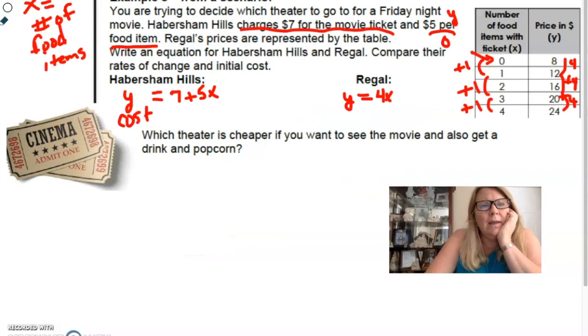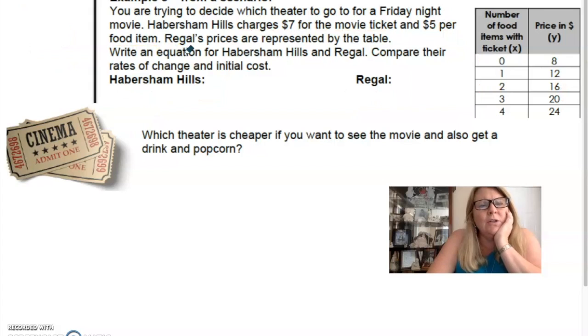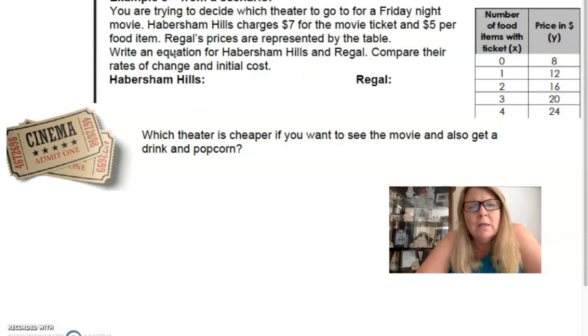Okay, so in example number 5, we're going to be looking at a scenario where we are asked to compare two different movie theaters, and we want to look at which one would be better for us. Should we go to Regal or should we go to Habersham? It told us a little bit about Habersham. It said Habersham charges $7 for the movie ticket and $5 per food item. But Regal, they didn't give us this type of information. They just gave us a table, and they want us to compare the rates of change and the initial cost.